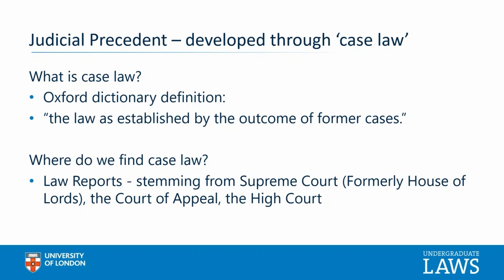An Oxford Dictionary definition again of judicial precedent speaks about the law as established by the outcome of former cases. So you'll find a previous case, and the case in front of you has similar circumstances, and it could be the same area of law, and then it would be expected that that particular case follows the reasoning in the previous case. So in order to do this, we need a system of law reports.